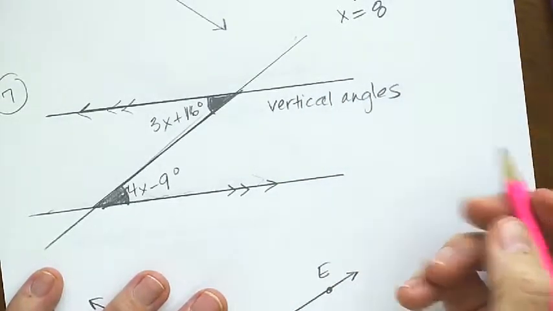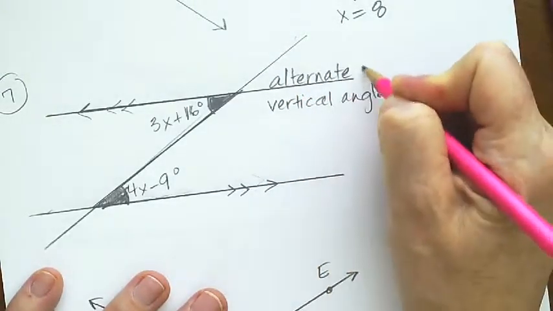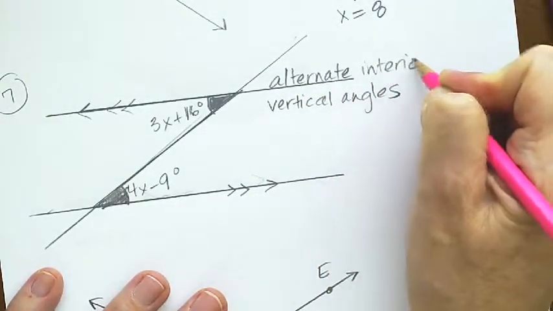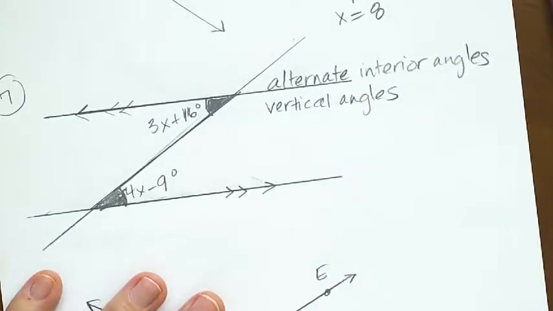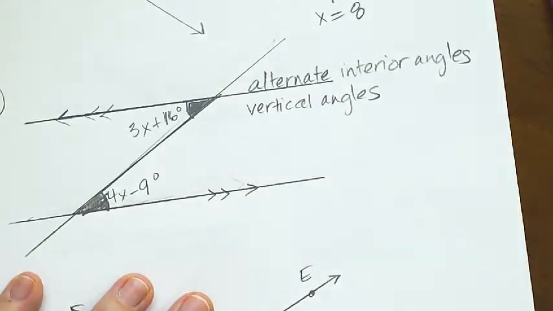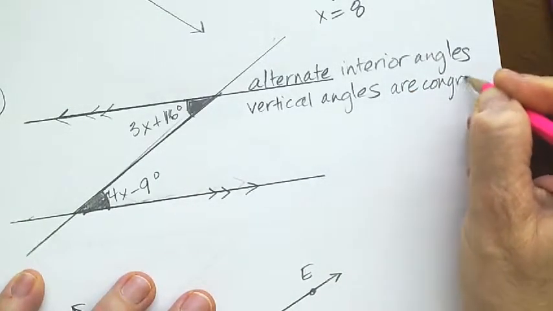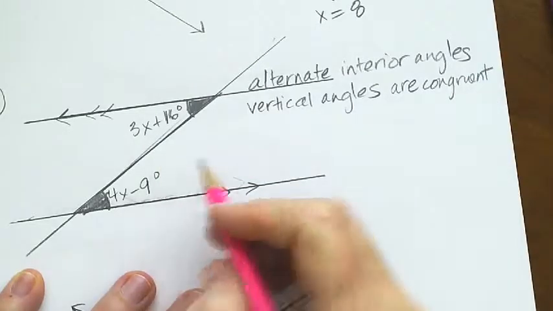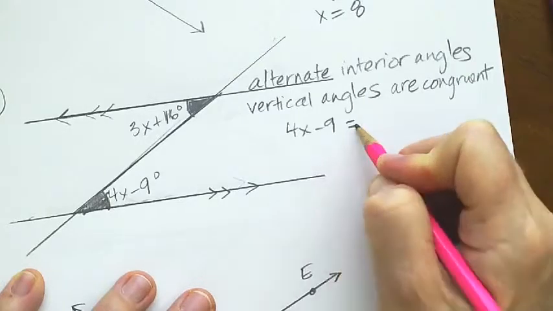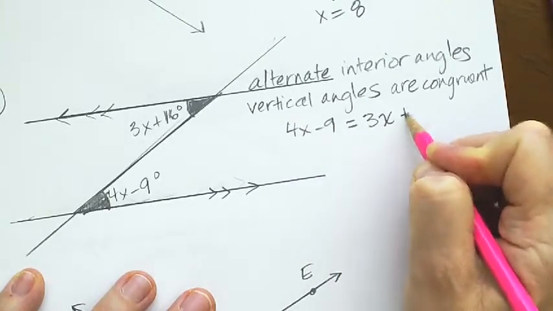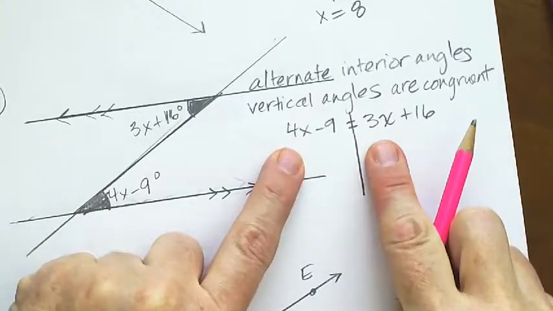Now some of you may recognize that these are alternate interior angles, and they are. But if you put vertical angles, I'll give you credit because I know you did the sliding. That's fine. So they are congruent. They're the same. So my equation is going to be 4x minus 9 equals 3x plus 16.